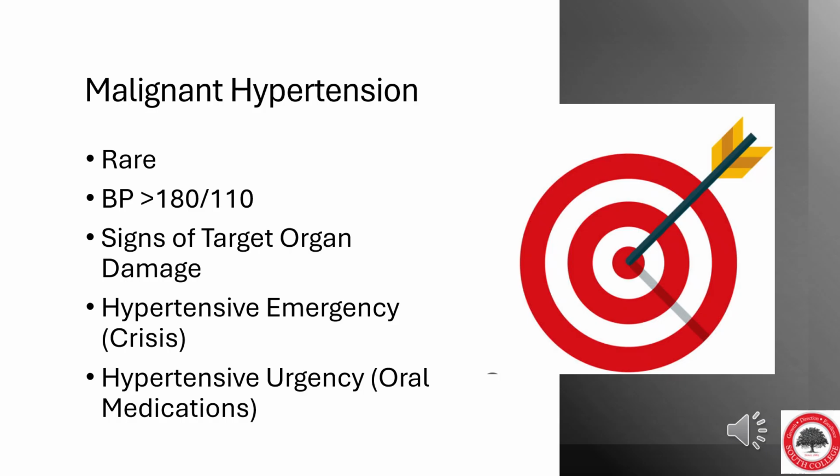Hypertensive emergency and hypertensive crisis are different, though they're sometimes used interchangeably. Like I said, they need immediate IV antihypertensive therapy in an acute setting. Hypertensive urgencies are people with severely elevated blood pressure but no signs of target organ damage. They can be treated with oral agents over 24 to 48 hours to reduce their blood pressure and stabilize them.